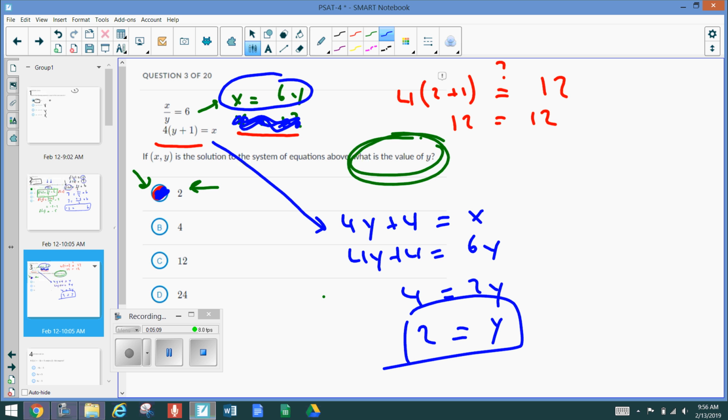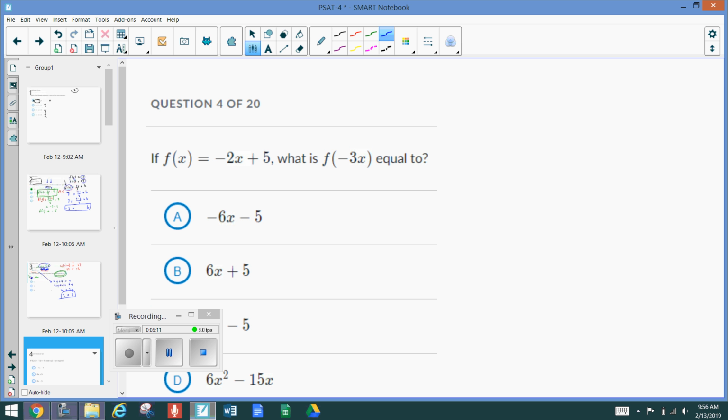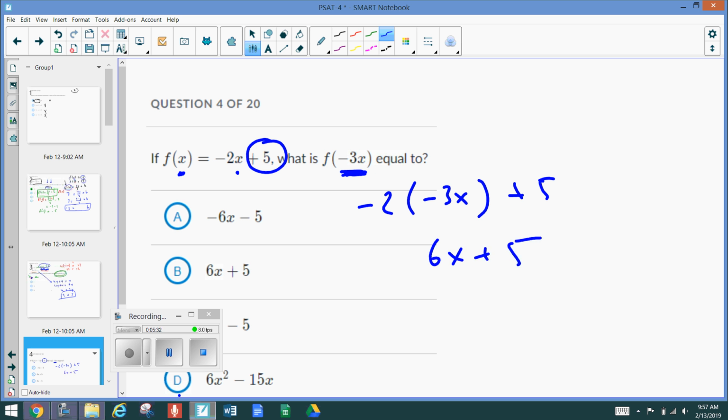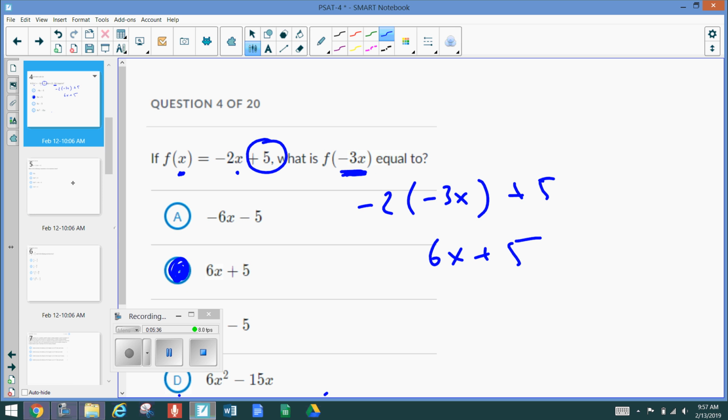Question? Next one. So in this case, what is f of negative 3x? Whenever I see x, I'm going to substitute this. Let's get started. Negative 2. When I see x, I will use negative 3x plus 5. So that makes 6x plus 5. Answer is B. Question? Next.